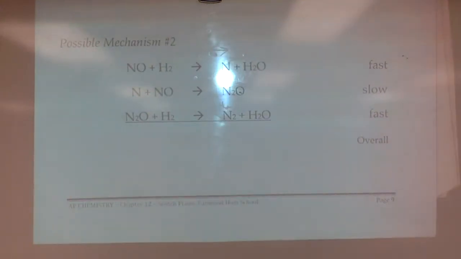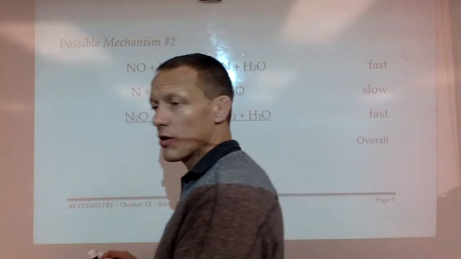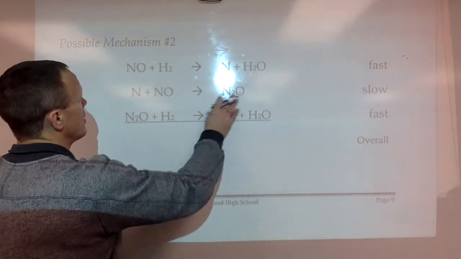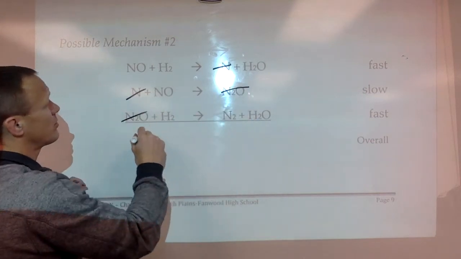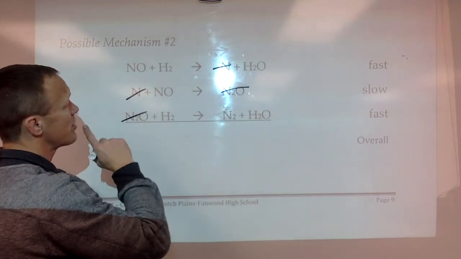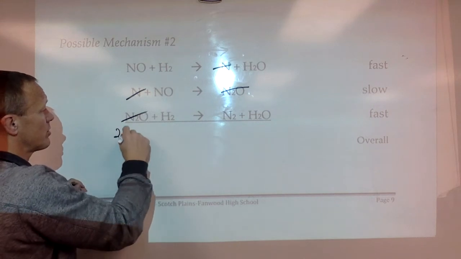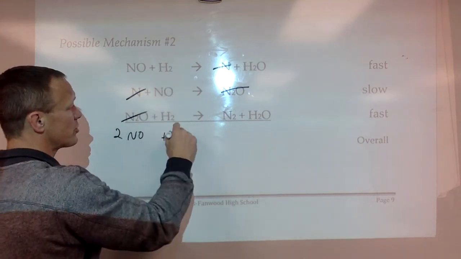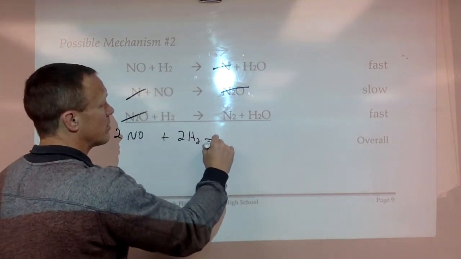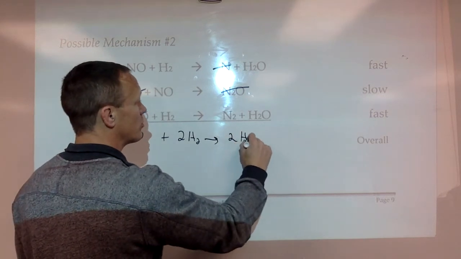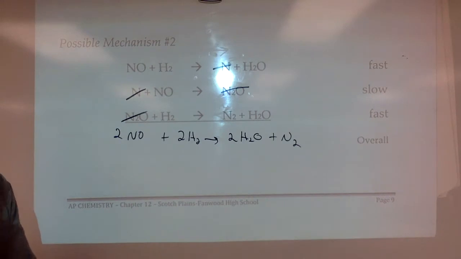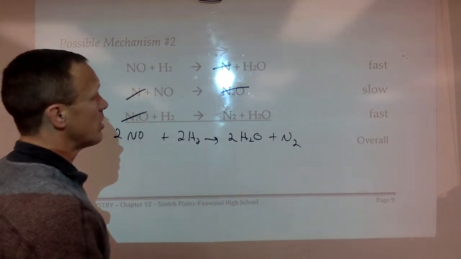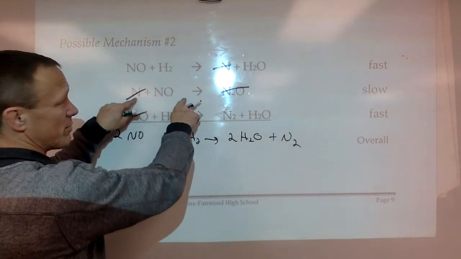Mechanism 2. It's the same thing. Let's cross off our intermediates. Sorry about the glare. We got N, N2O, N2O. I think we're good there. So we got 2 NO plus 2 H2 makes 2 H2O plus N2. So our overall reaction is correct. That's what we want it to be, just like the top. Our slow step is now this one.